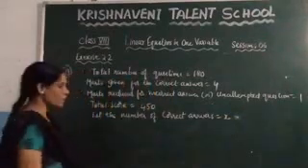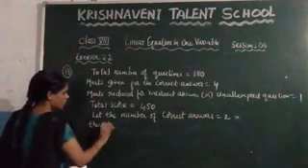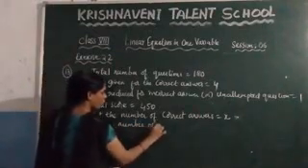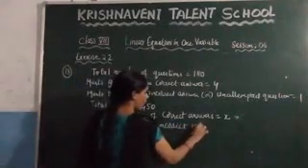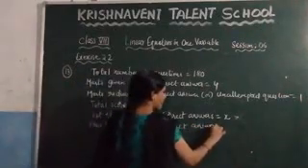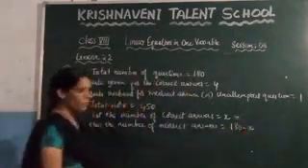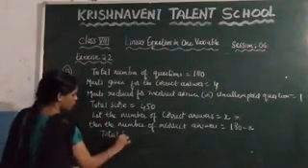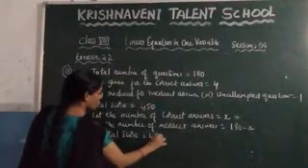Then what will be the number of incorrect answers? Then the number of incorrect answers will be 180 minus x. Now, what is the total score he got? He got the total score which is 450 marks.